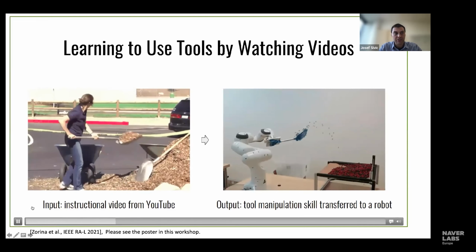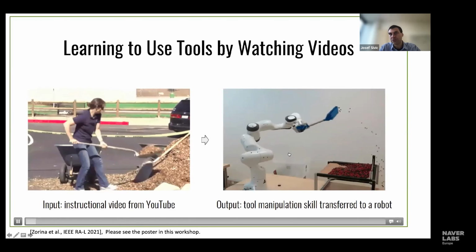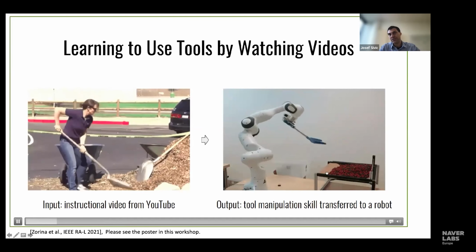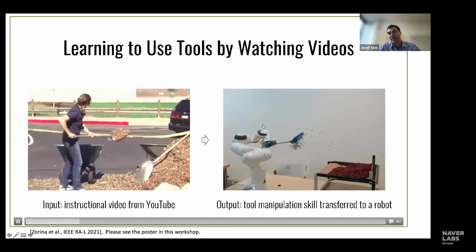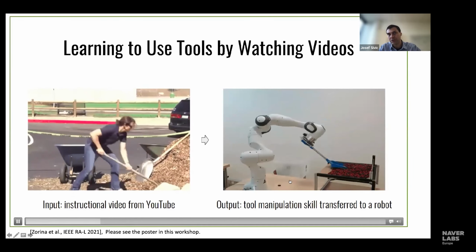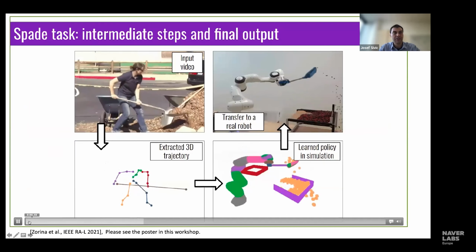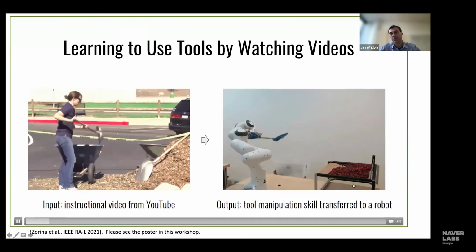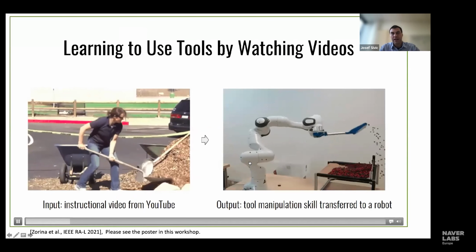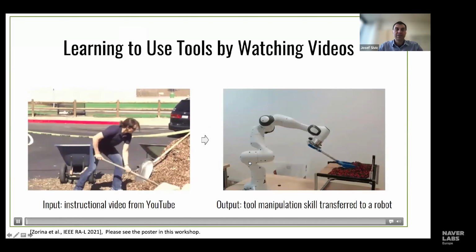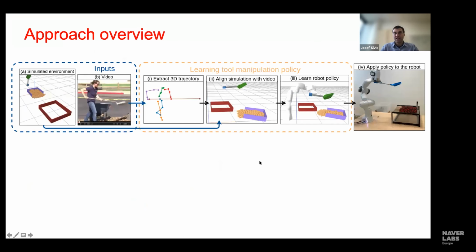And on the right is the output, where this is really a policy executed on the robot, which is sort of transferring, again, material from one place to the other. And now what I will give you is a bit more detail on how we actually do this.